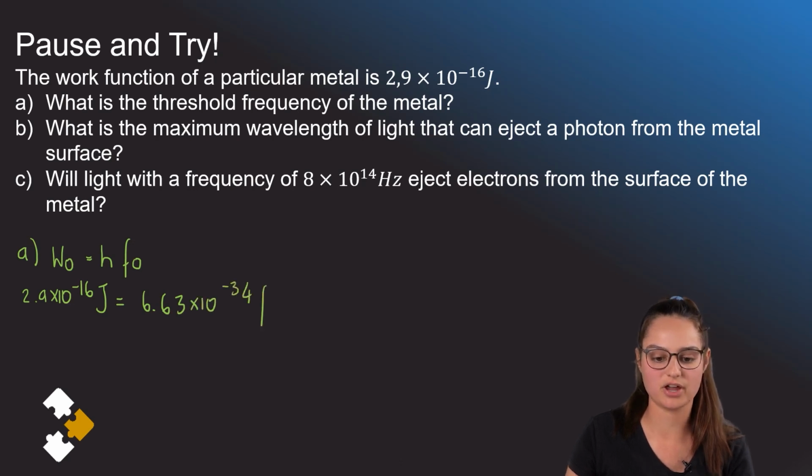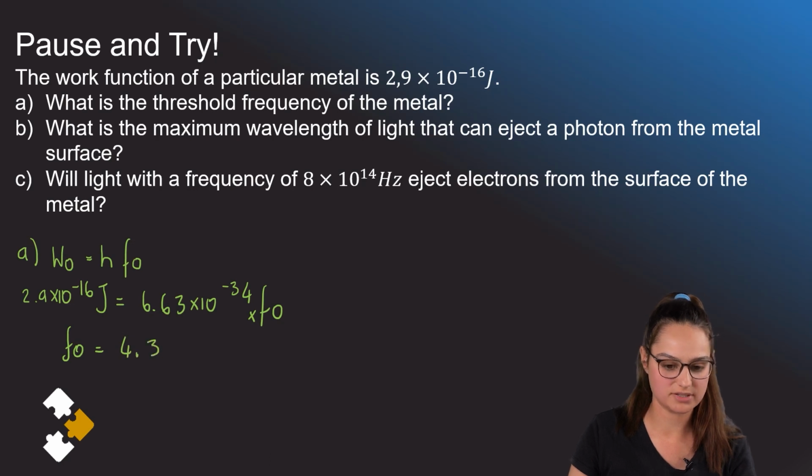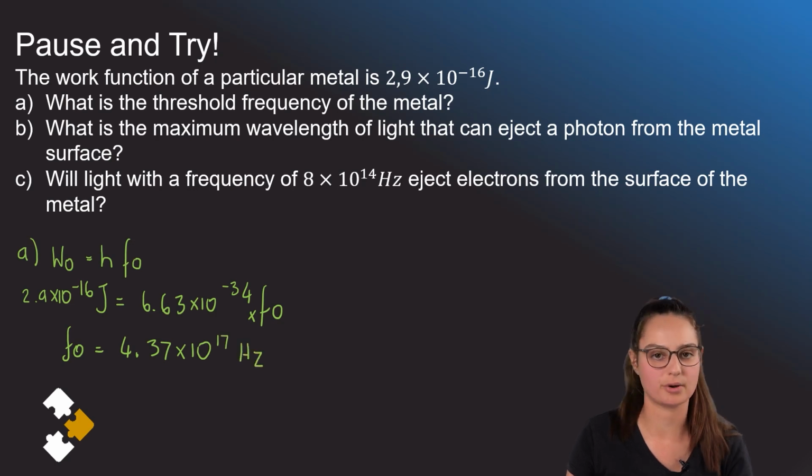And then our threshold frequency is what we're trying to work out. So if we do a little bit of rearranging, you should get that the threshold frequency is equal to 4.37 times 10 to the 17 hertz. Remember that frequency is always measured in hertz. Right, let's move on to B.